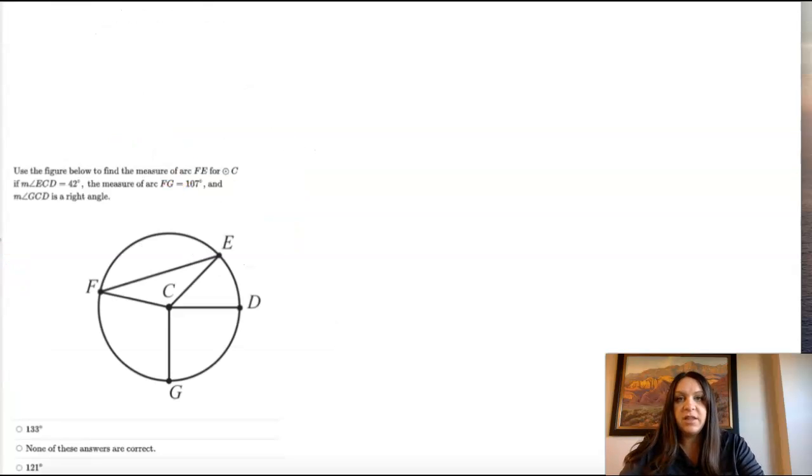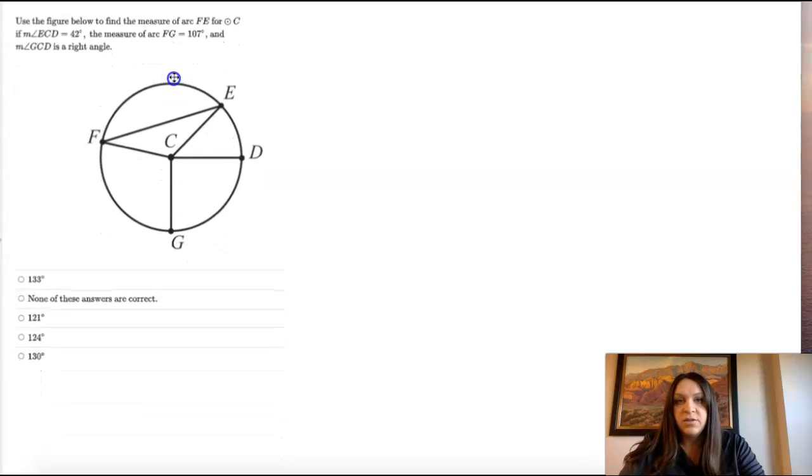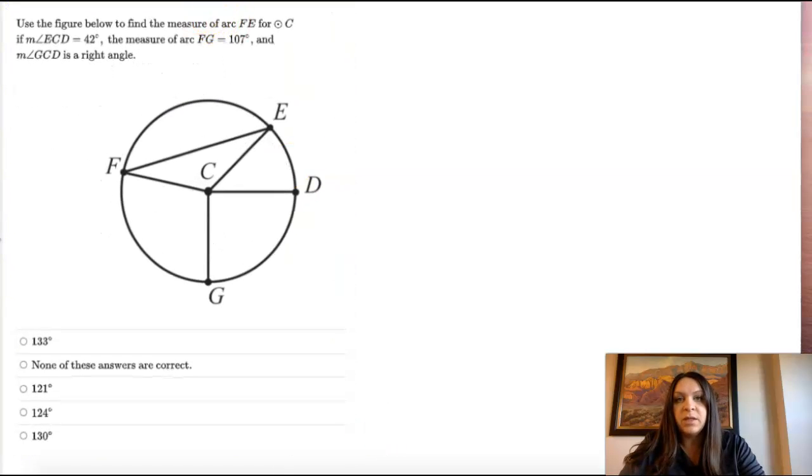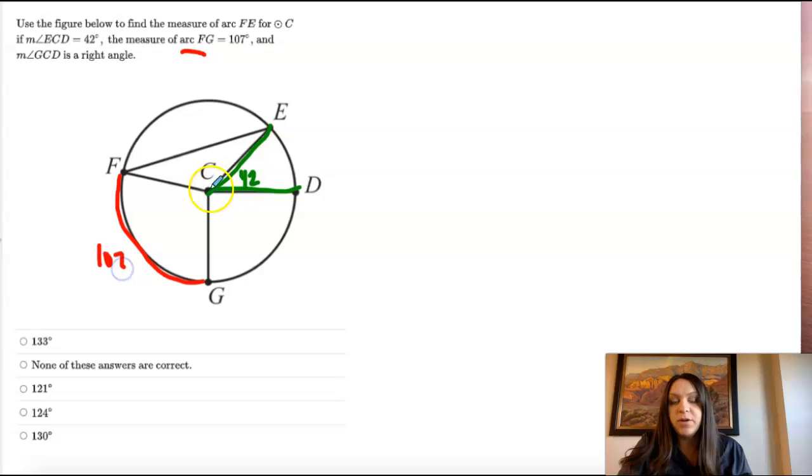And then the rest of these, I think they're just trying to get us to determine what the arc length would be. So let's look. So measure of ECD, that would be 42 degrees. The measure of arc FG is 107 degrees. But remember, that is the same degree as the angle. Those match. And the measure of GCD is 90. That's a right angle.